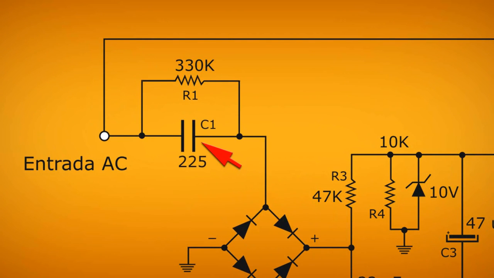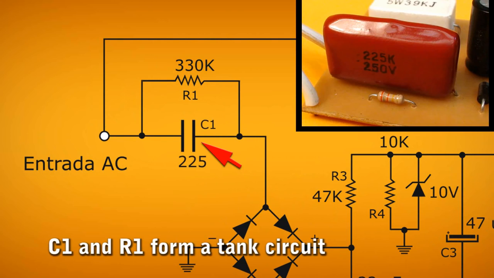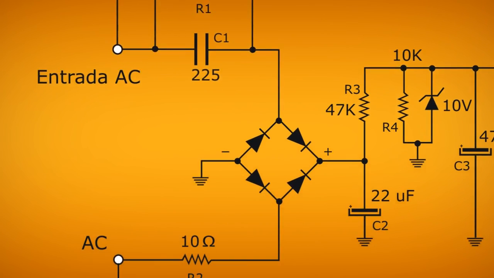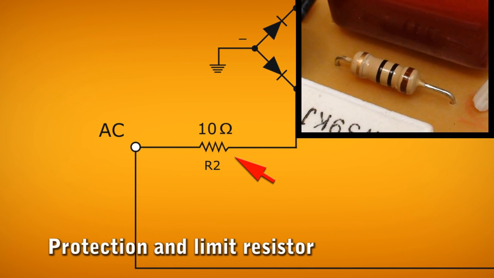The 2.2 microfarad capacitor is in series with the voltage input from the public network and restricts the flow of current, passing only about 60 milliamps or so. The 330K resistor is in parallel with this capacitor. It is responsible for discharging the capacitor when the circuit is disconnected, preventing the capacitor from staying charged and sending an electric shock when handling the circuit. In the other input of the public network, there is a 10 ohm resistor, which works as a fuse and also helps to limit the current.